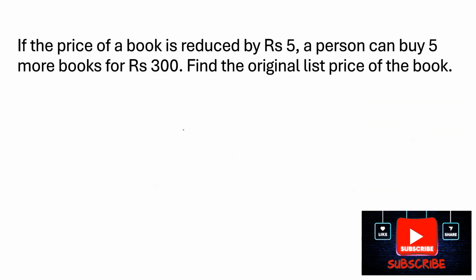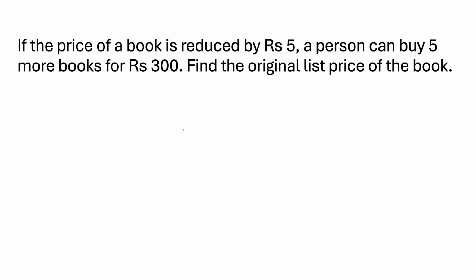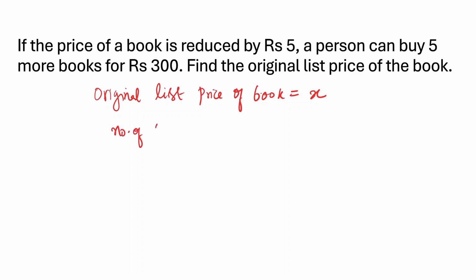If the price of a book is reduced by rupees 5, a person can buy 5 more books for rupees 300. Find the original list price of the book. Original list price of the book equals x. The number of books he can buy for 300 rupees equals 300 divided by x, correct?